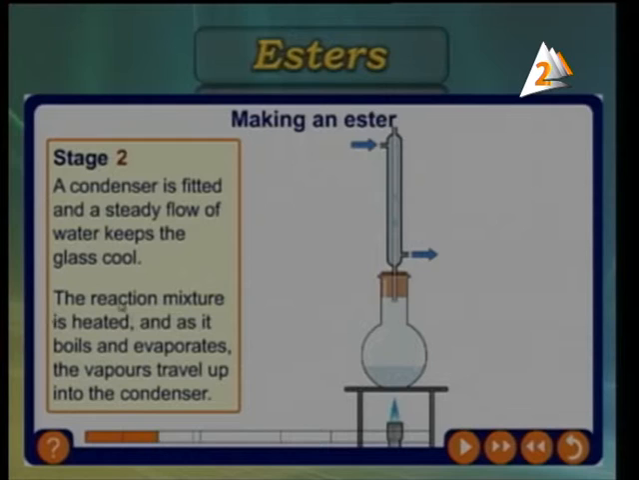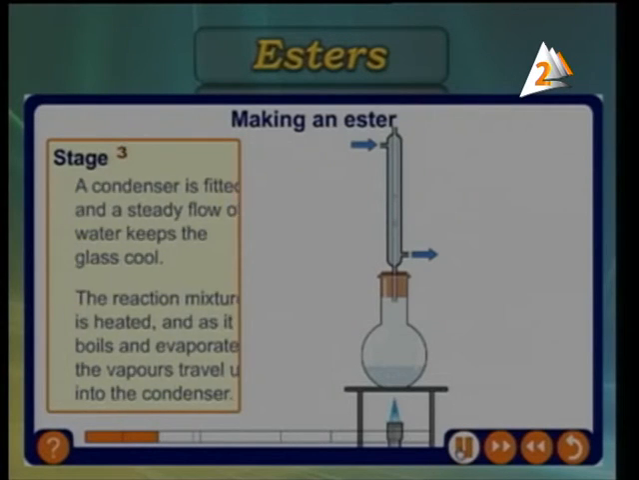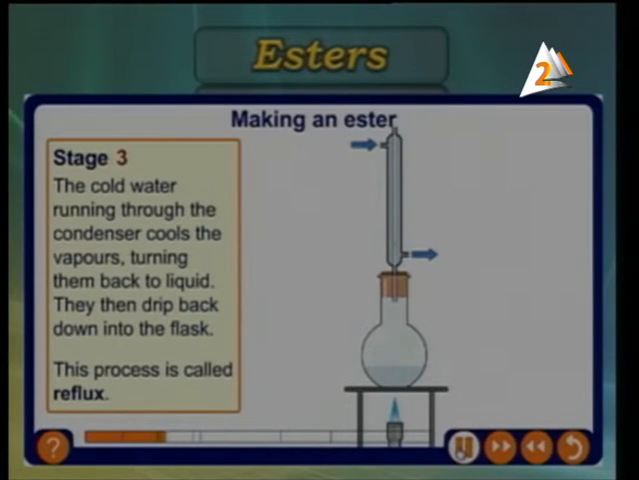The reaction mixture is heated, and as it boils and evaporates, the vapors travel up into the condenser. So after that, we have stage 3. The cold water running through the condenser cools the vapors, turning them back to liquid. They then drip back down into the flask. So this is the cooling system here. The process is called reflux.